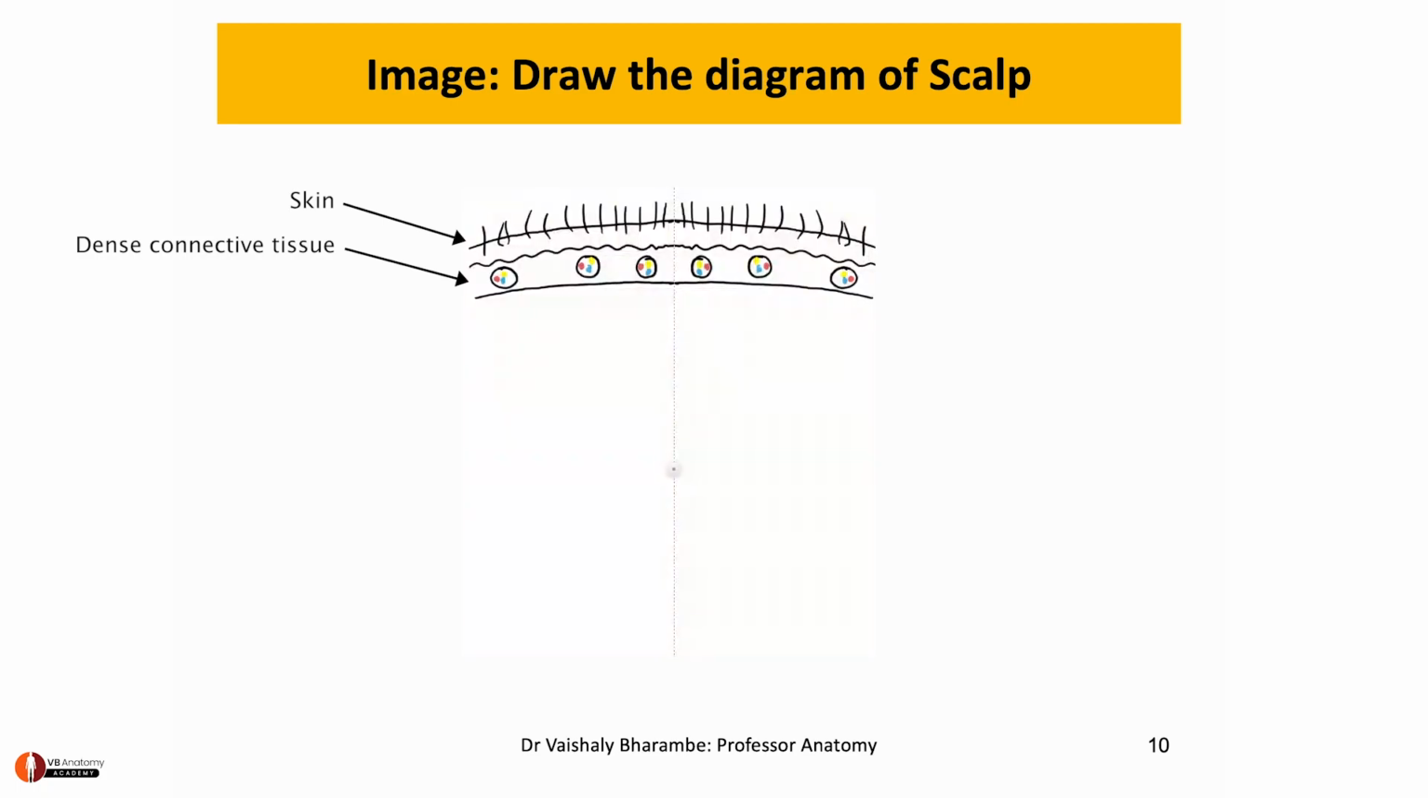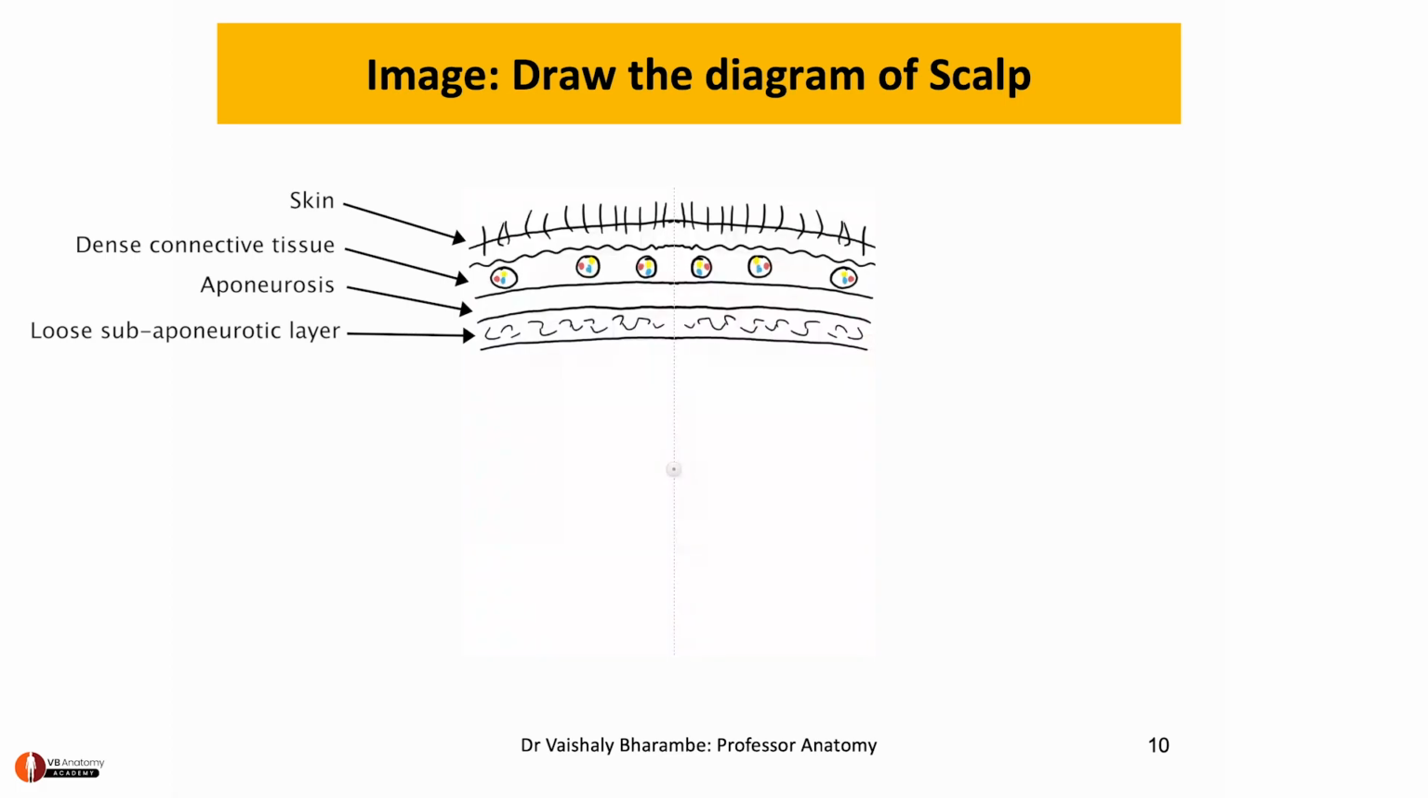Okay, so remember these are important. This is an important part of the diagram. Below this layer now we come to the next layer of A for aponeurosis. Below that layer you come to the layer of loose subaponeurotic connective tissue. In this, just draw a few fibers. Remember it's a loose tissue, so there will be only a few fibers and just a space there.